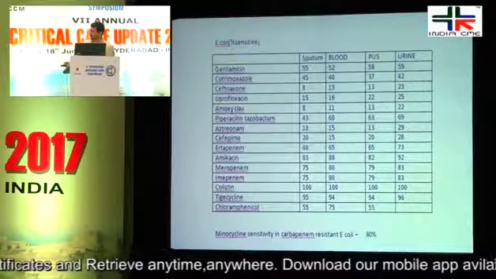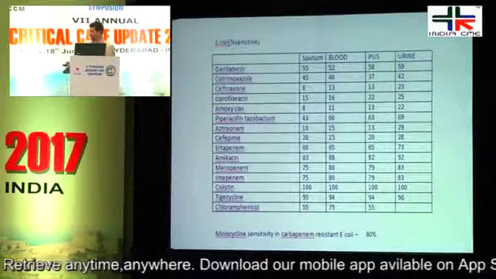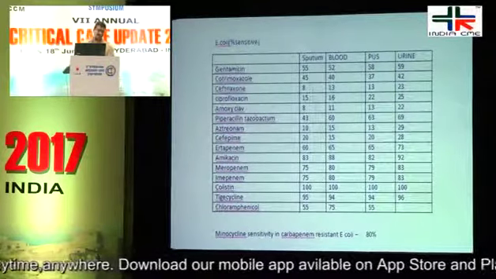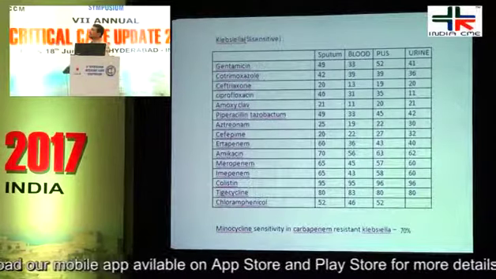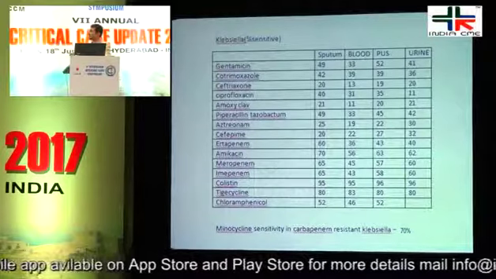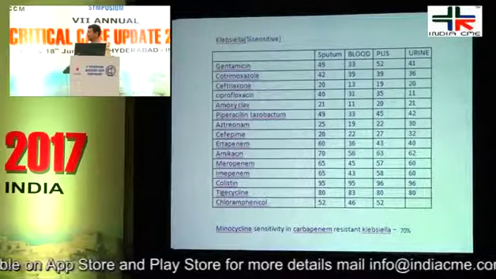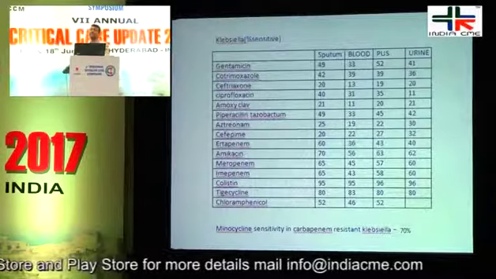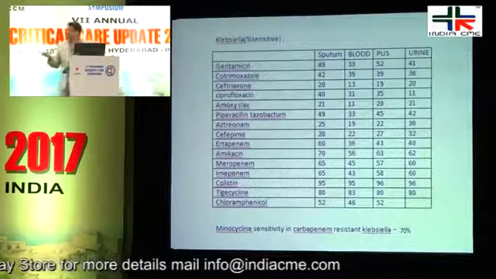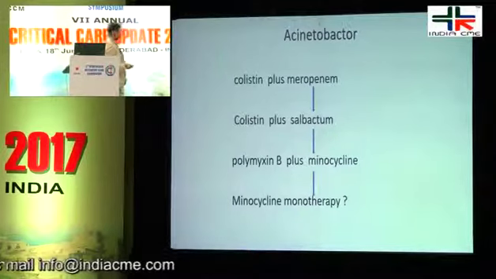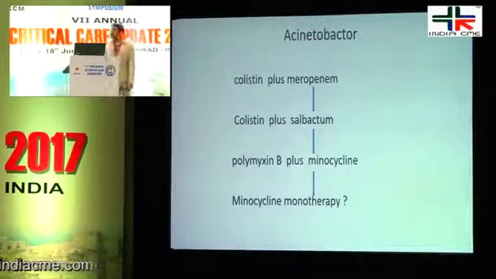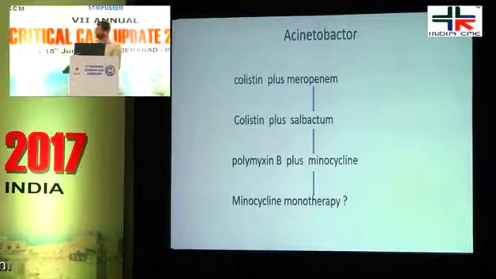So if you look at minocycline sensitivity in carbapenem resistant E. coli, our sensitivity pattern was almost 80%. Carbapenem resistant Klebsiella, this is how our bugs behaved, and the minocycline sensitivity was 70%. So this is what has been our journey about managing carbapenem resistant Acinetobacter.